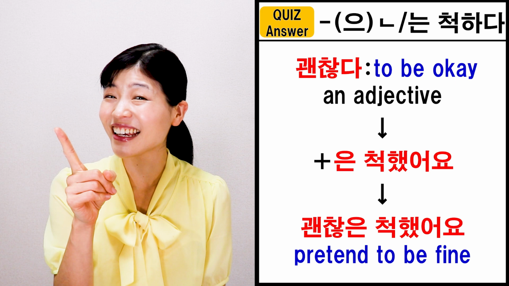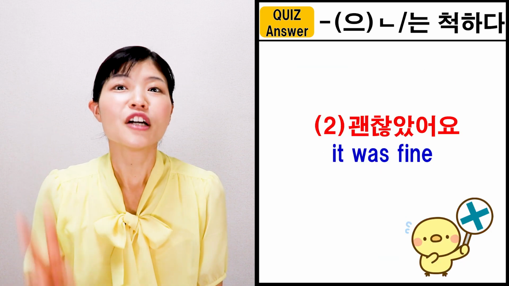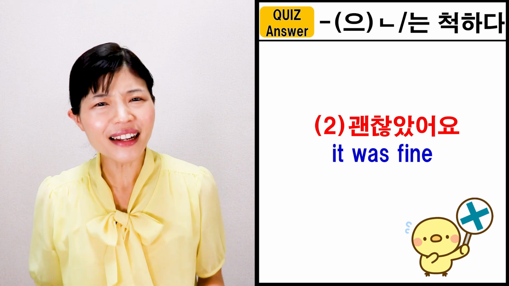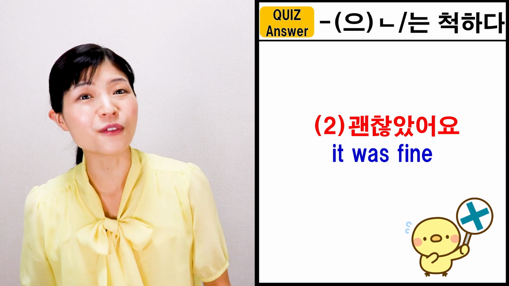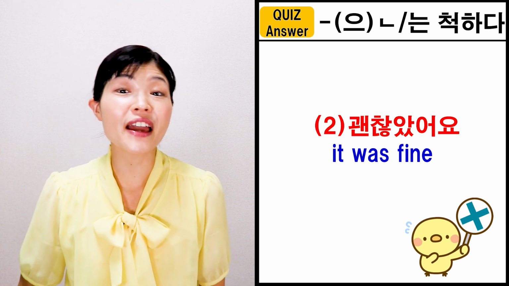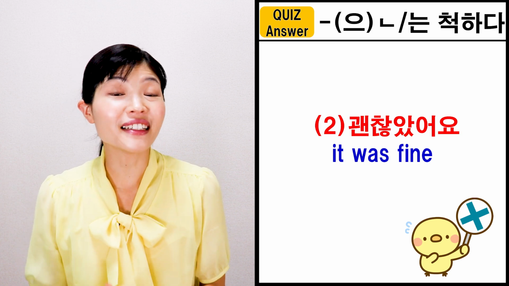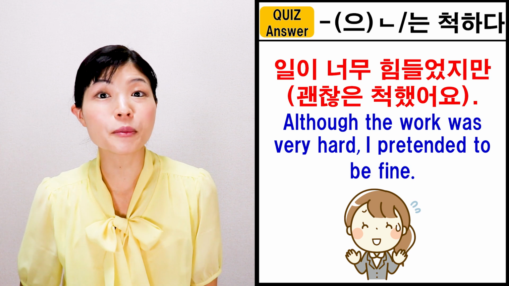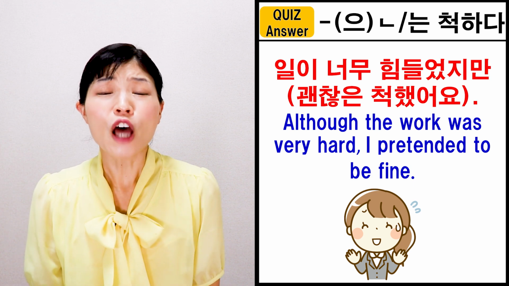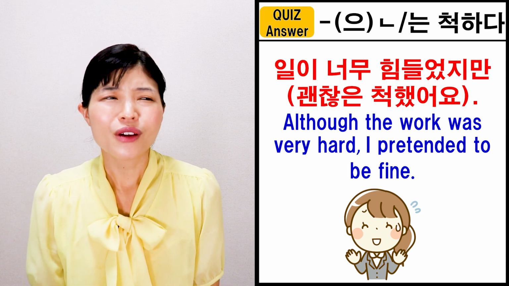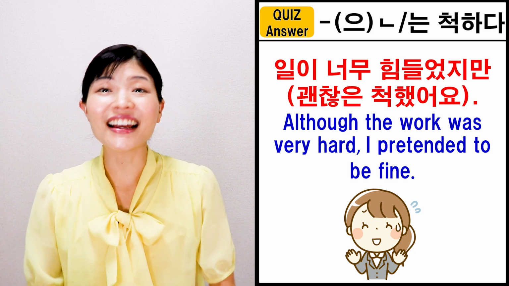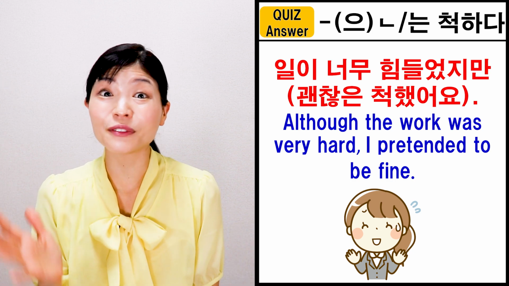Do you get it? Number 2 is wrong because 괜찮았어요 means it was fine. She wanted to pretend to be fine, right? So it does not convey the message she wanted to say. Then let's read it together, thinking you pretend to be okay. 일이 너무 힘들었지만 괜찮은 척했어요. Please read it again and again until you can say it like a native speaker.